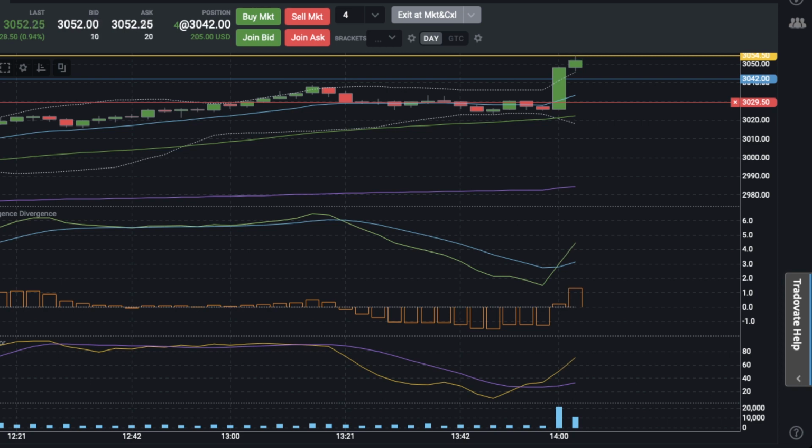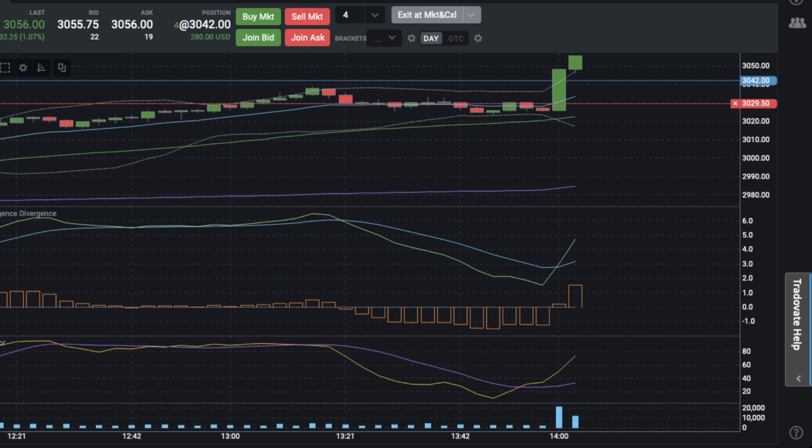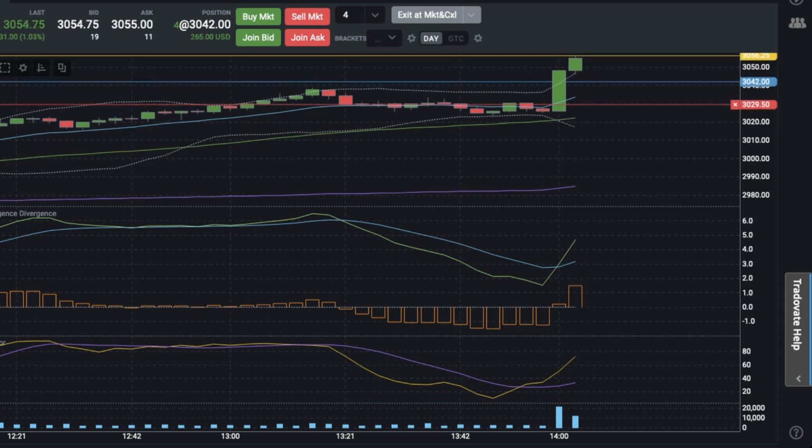So it looks like it's settling down, but it's still trading over 10,000 contracts in the last 2.5 minutes, and we're making higher highs. Awesome.